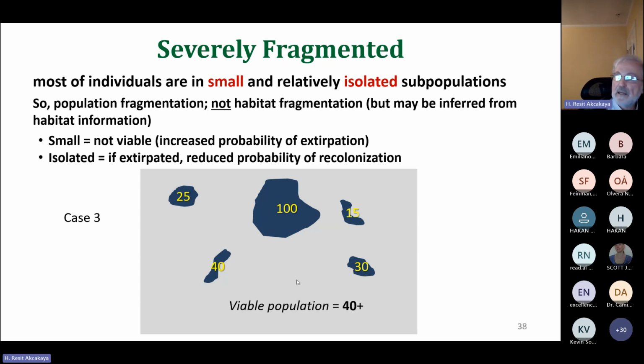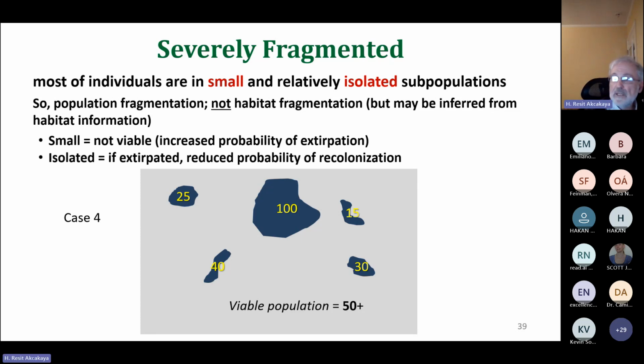And so let's look at some examples. Suppose we decided that to be viable, a population has to be 40 individuals or more, right? So if we make that decision, then 140 individuals are in large or viable populations, and the rest, which is 70 individuals, 30 plus 15 plus 25, are in non-viable populations. So the number of individuals in viable populations is higher. As a result, this is not severely fragmented.